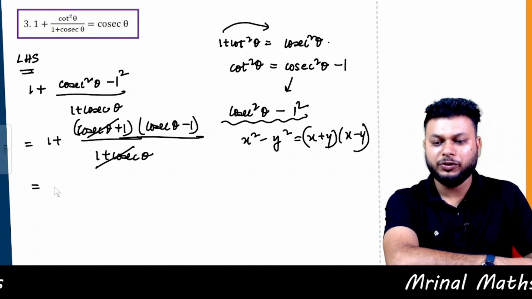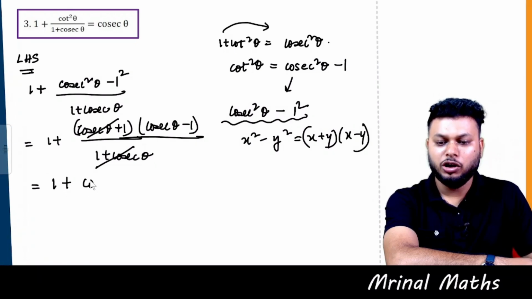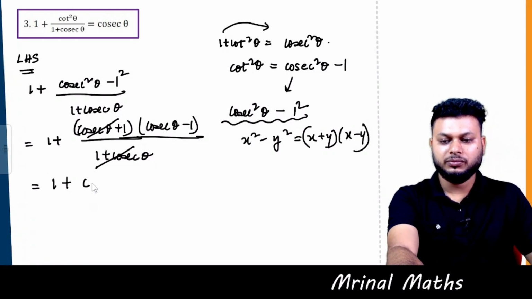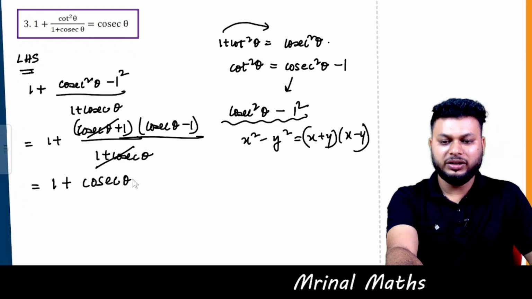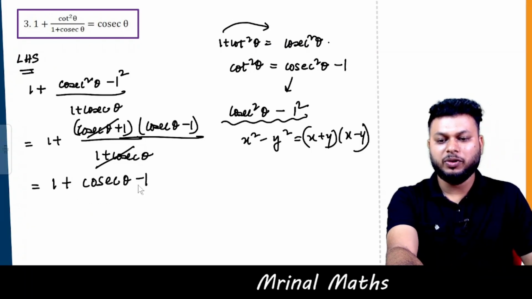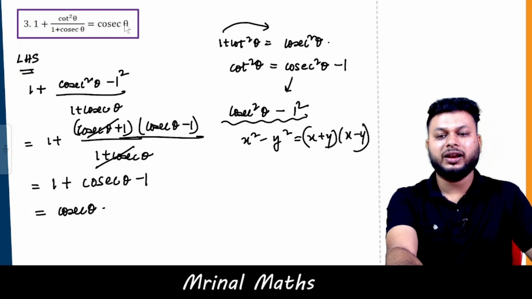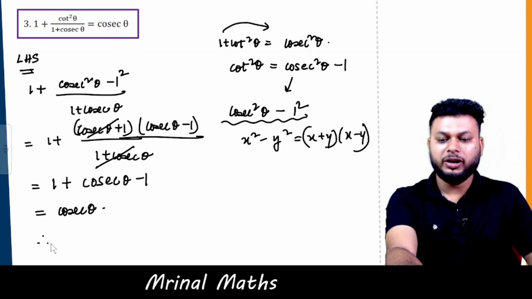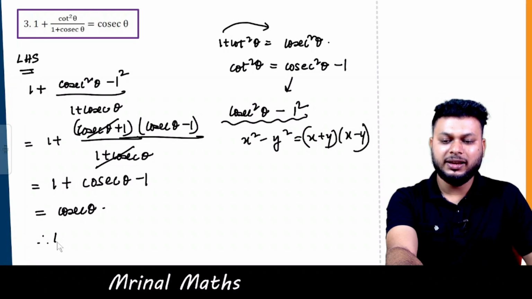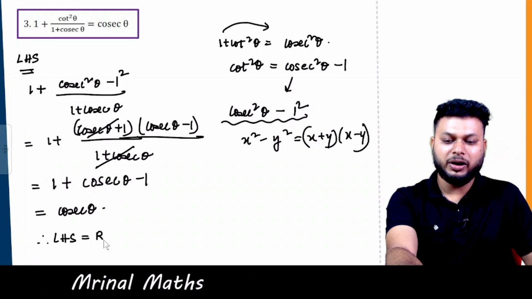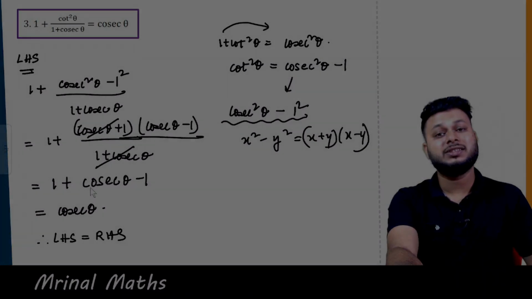So what are we left with? We have 1 plus cosec theta minus 1. 1 minus 1 is 0. So we have cosec theta. Look at the right hand side. So looking at left hand side and right hand side, we can say LHS is equal to RHS, and hence it is verified.